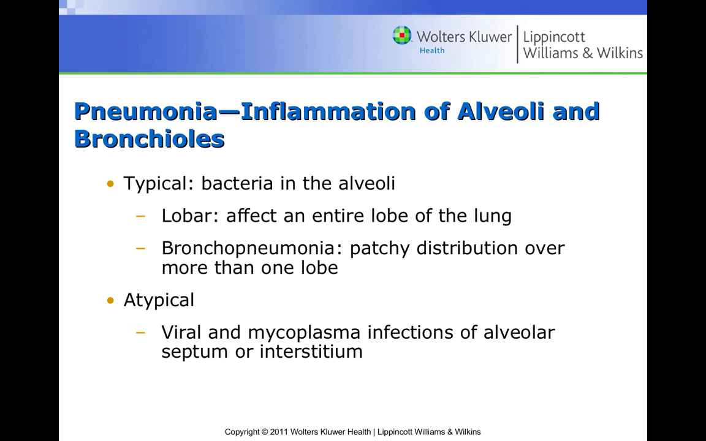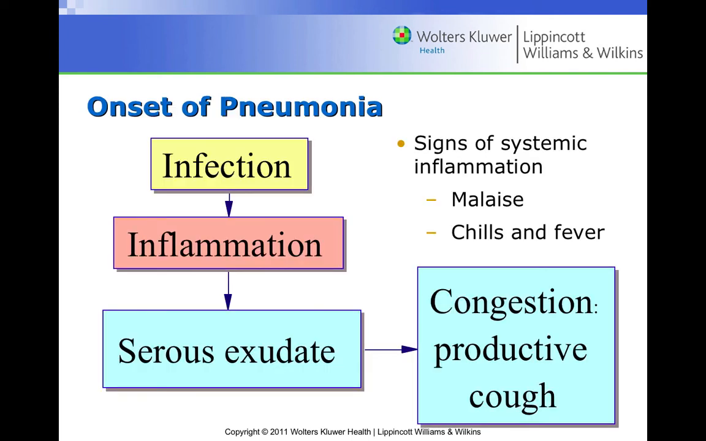Sometimes in atypical pneumonias, we don't really see the lung consolidation in the same way that we see on regular pneumonia chest x-rays. It looks more patchy. And in the atypical presentations of pneumonia, we may have a non-productive dry cough, which is part of what makes it different. Just a nice visual of how the onset of pneumonia occurs.